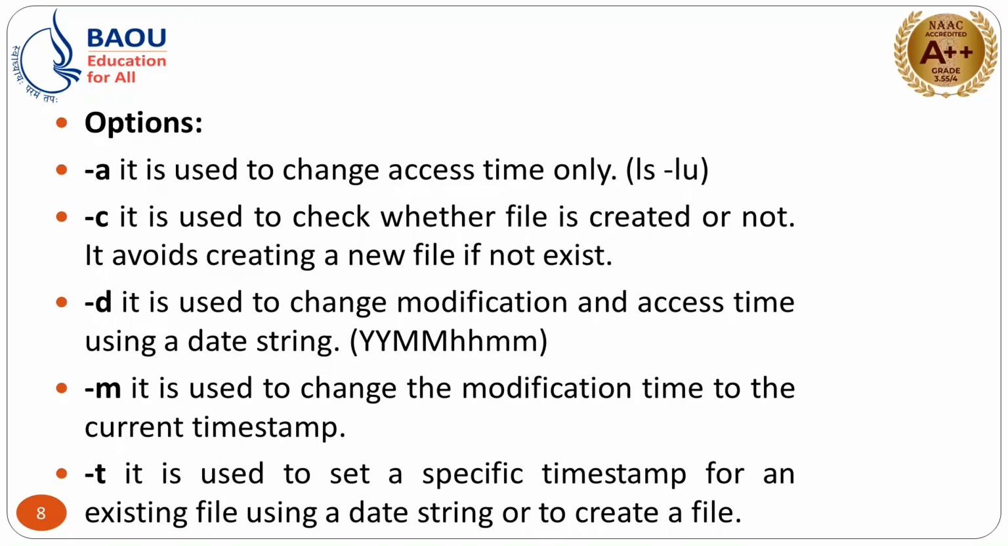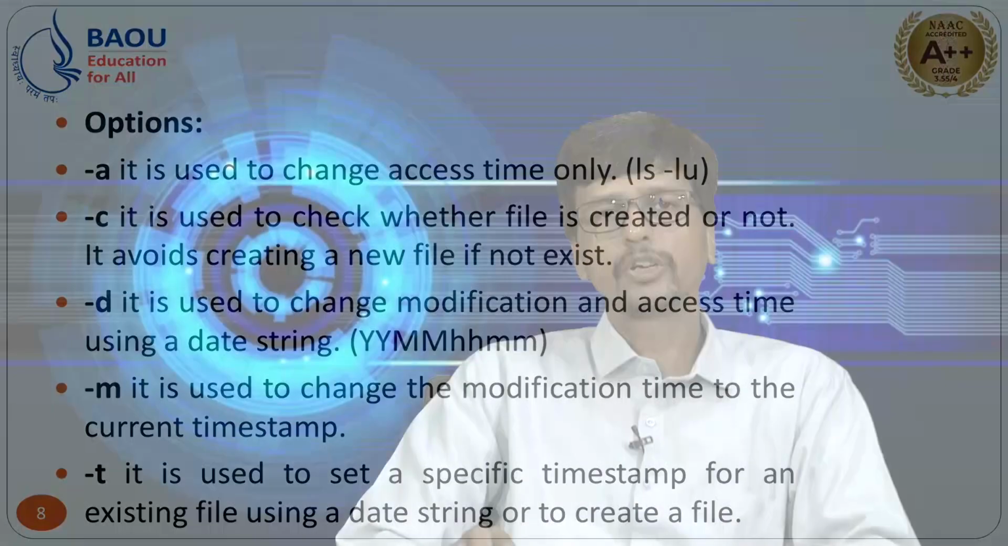So one additional utility of the touch command is that, in all the previous options, the files were already there, and if you want to change only the modification or access time, these options are used. But suppose the file is not available and you try to change the time stamp. In that case, it will automatically create a zero size file with the help of the T option. So I think you are aware of all these options of the touch command.